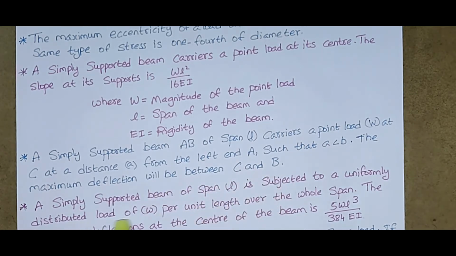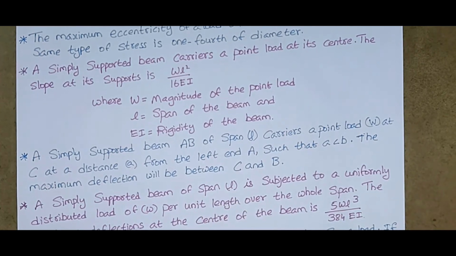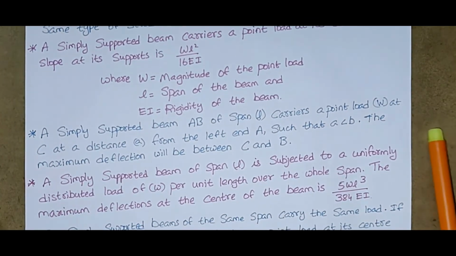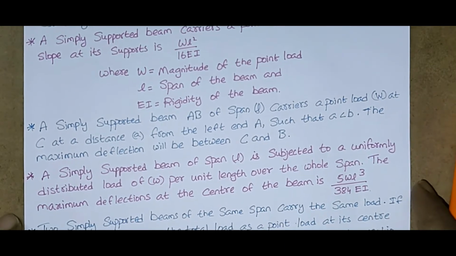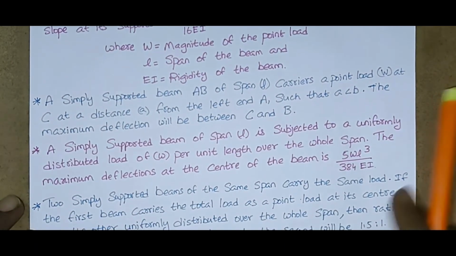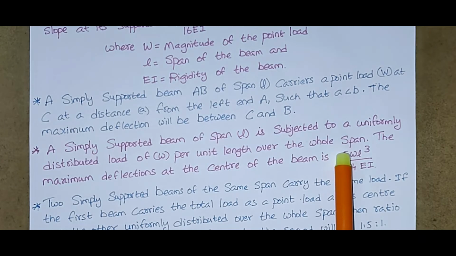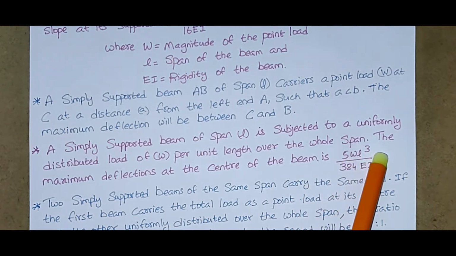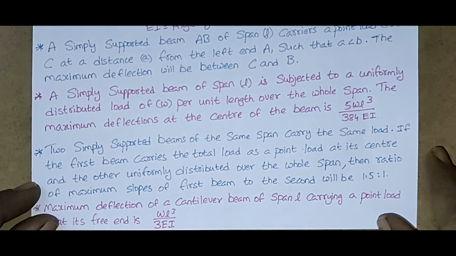A simply supported beam of span L is subjected to a uniformly distributed load of W per unit length over the whole span. The maximum deflection at the center of the beam is 5WL to the power 4 by 384 EI. Now we will continue.